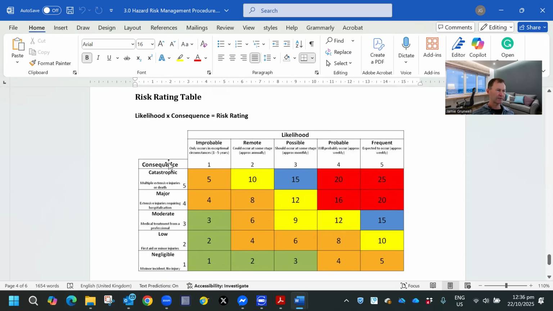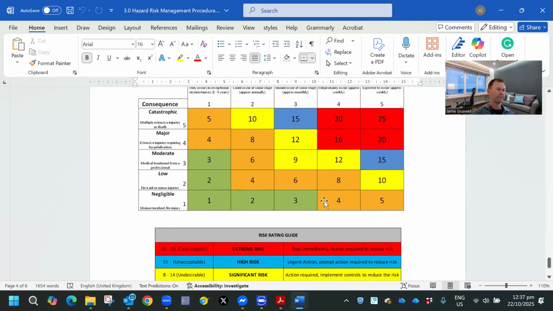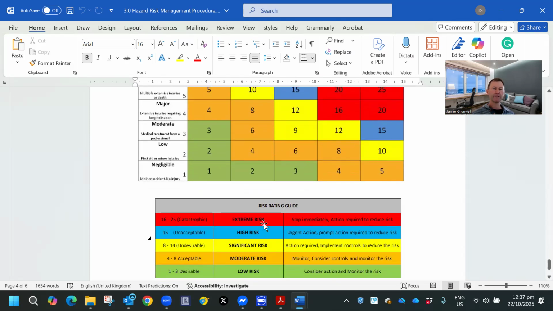And we go down to consequence and ask, how catastrophic could it be? Could it be multiple injuries, extensive injuries, or death? Yes, it probably could be. So we'll go across there, catastrophic, frequent, and we get 25 in the red. So really it's an extreme risk. Stop immediately, action required to reduce risk.